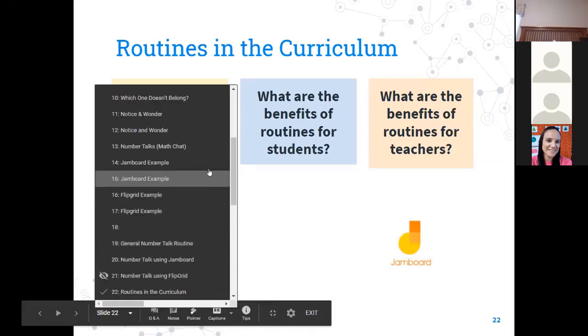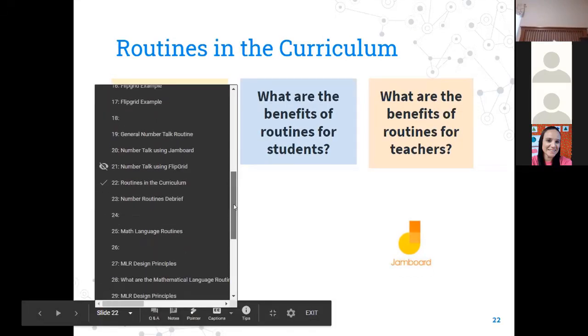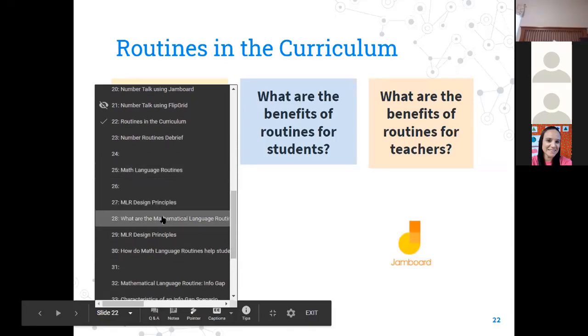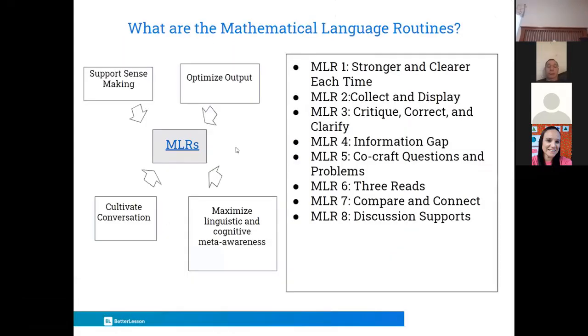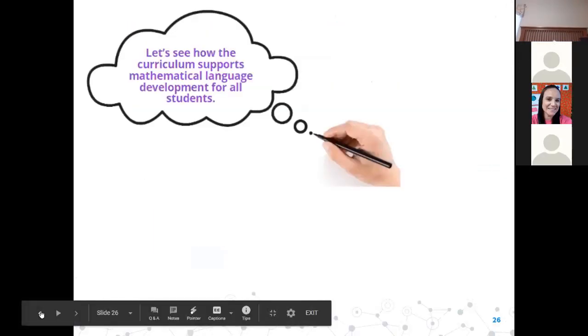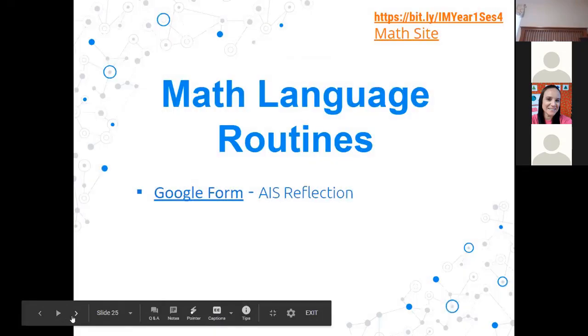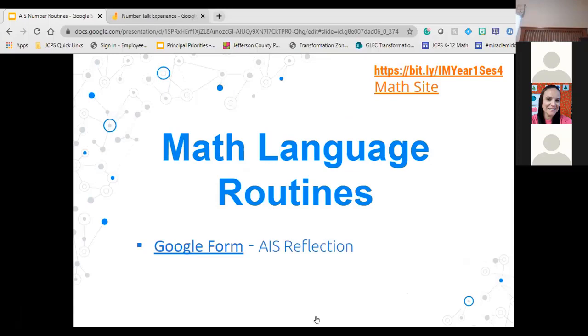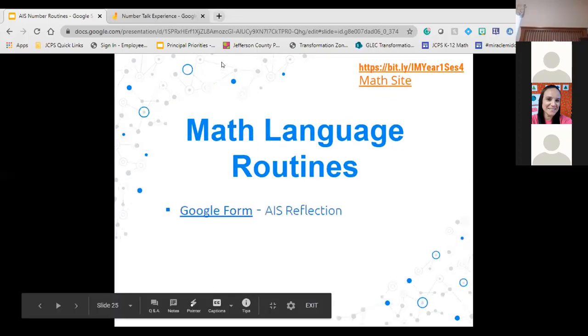Okay, last but not least, we wanted to see Stronger and Clearer. So I'm going to take you here. I think, oh, no, I'm not. Hang on. I got to get to a different slide deck. That's the one I did not copy.